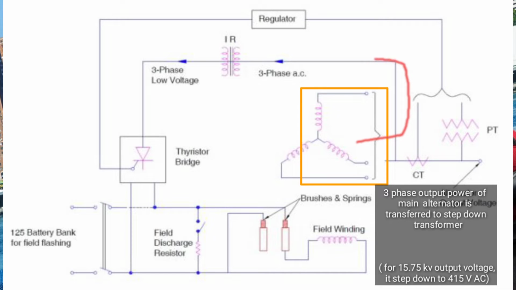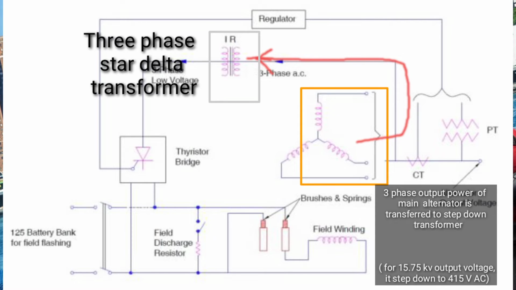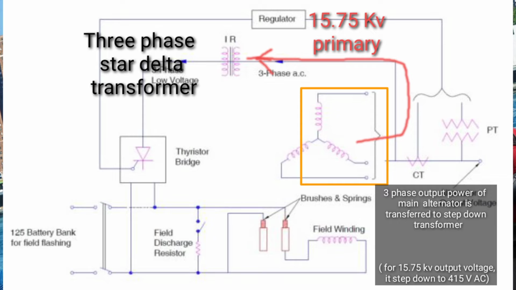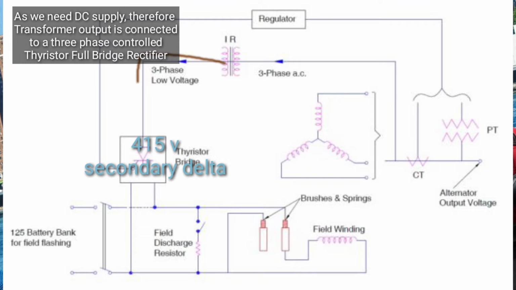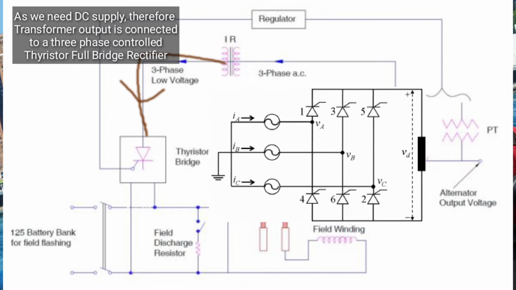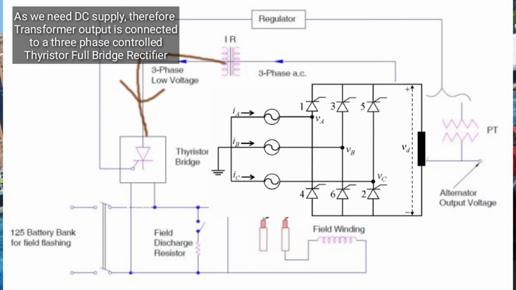In the circuit diagram of this part, in the static excitation system, the three-phase output power of the main alternator is transferred to a step-down transformer for 15.75 kV output voltage. It is stepped down to 415 volts AC, as we need DC supply. Therefore, the transformer output is connected to a three-phase controlled thyristor full bridge rectifier.